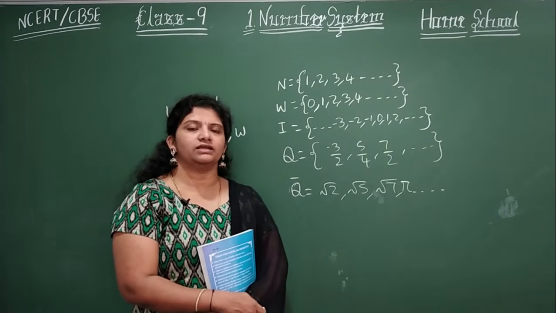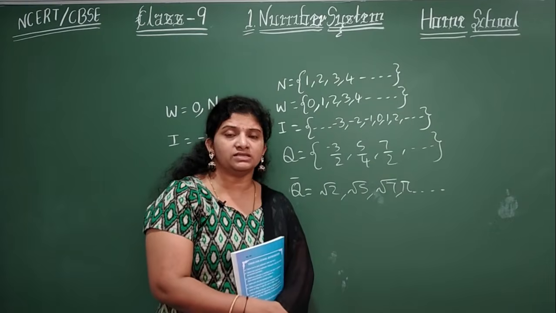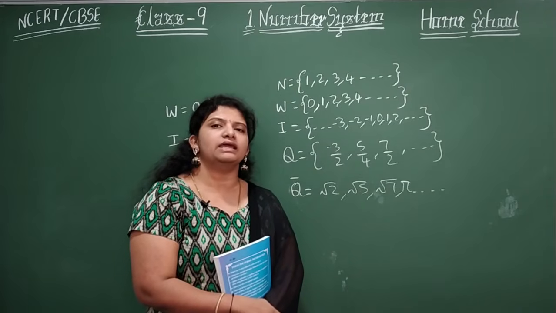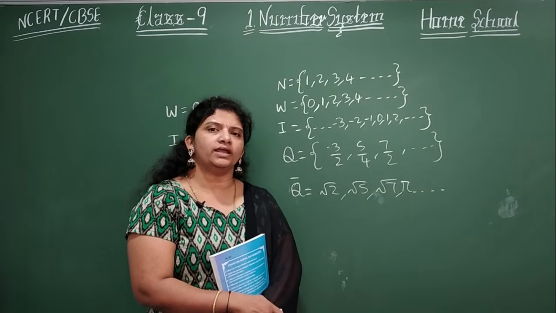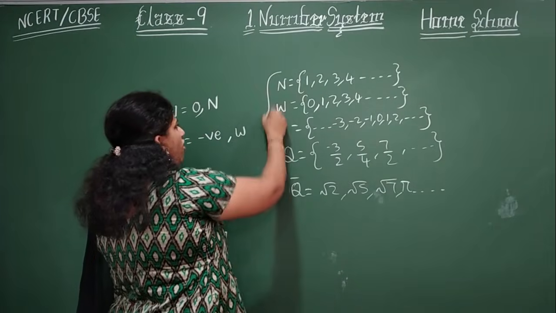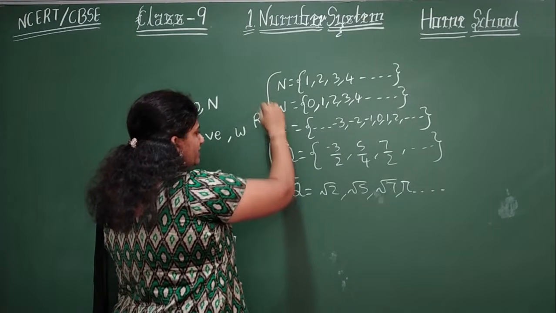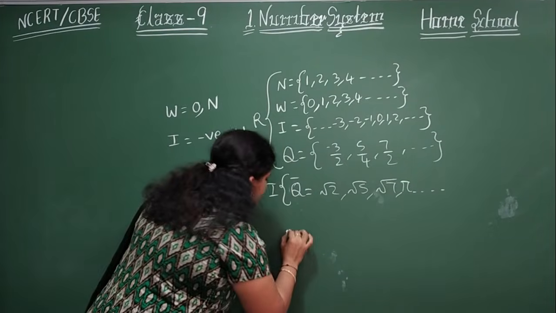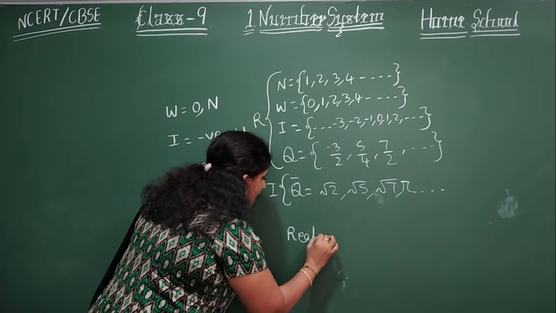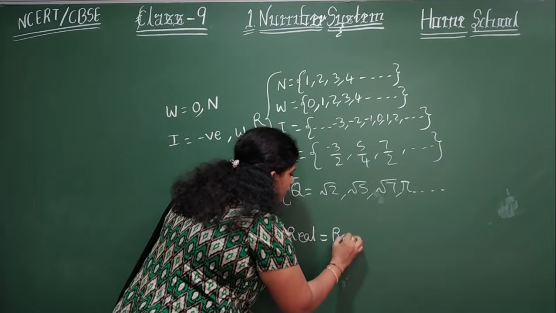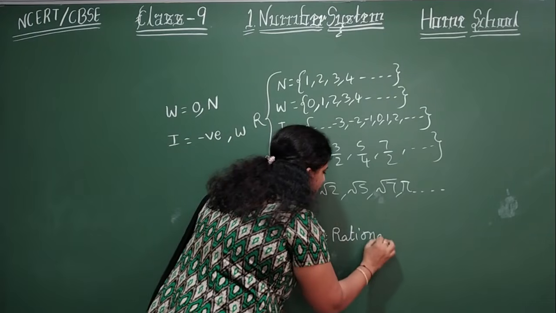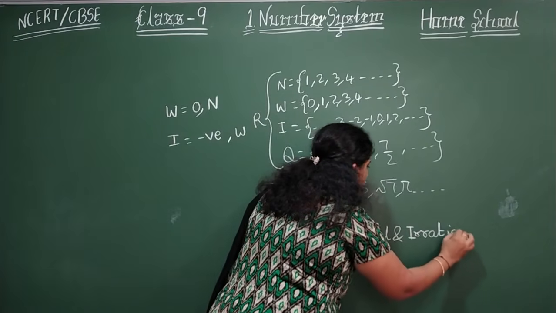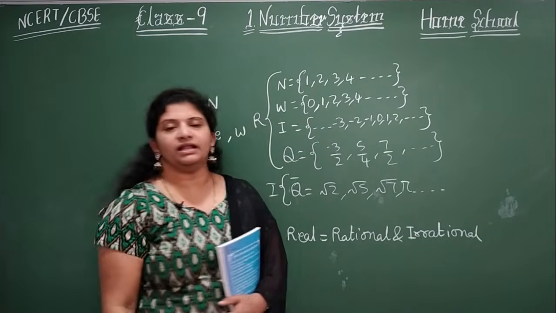Now finally children, the combination of rational and irrational numbers are called the real numbers. What are real numbers? Combination of rational numbers and irrational numbers. Real numbers are represented by R. What are real numbers, children? The combination of rational and irrational numbers are called the real numbers.